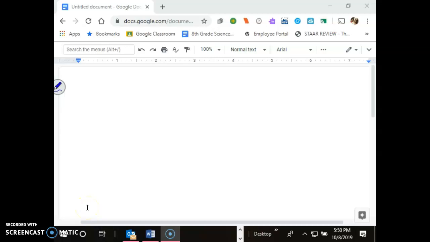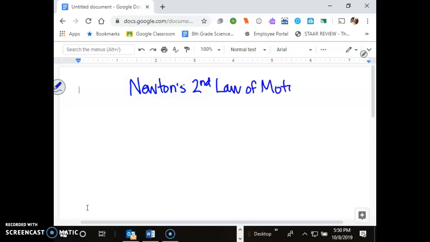Okay, guys, so today we're going to learn about Newton's second law of motion. So go ahead, Newton's second law of motion. The second law of motion is also known as, aka, force and acceleration.